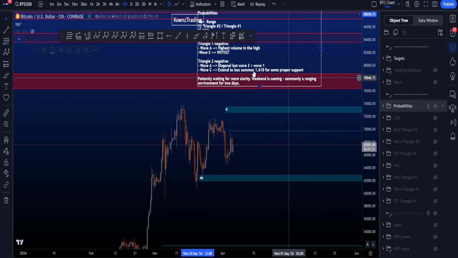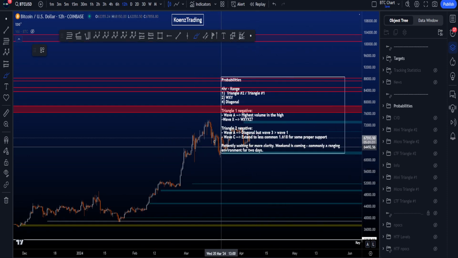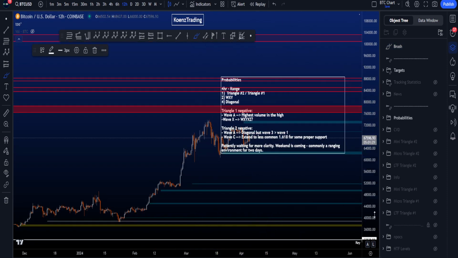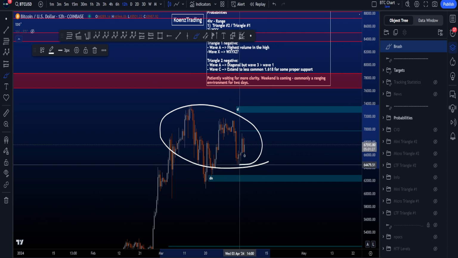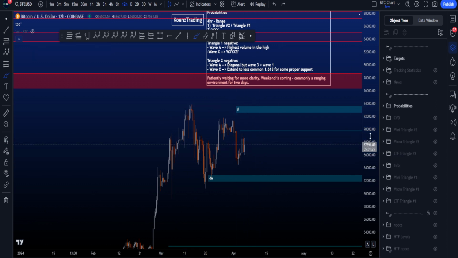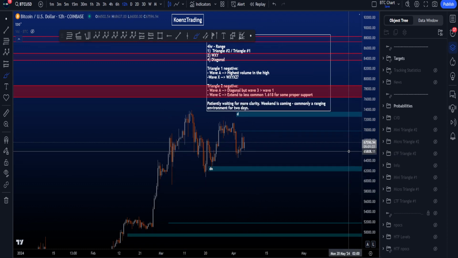On the higher time frames, the probabilities are very clear, where we are looking for a wave 4 and then a 5 to the upside, but very locally over here, especially on the lower time frames, I like to be patient and then take it from there, see what the weekend is going to give us.